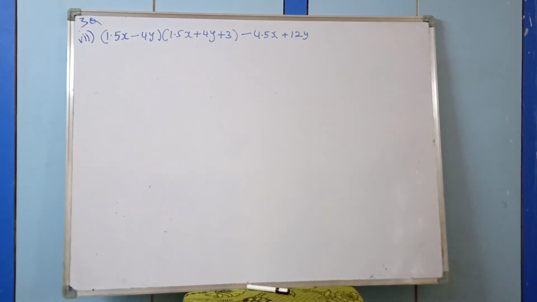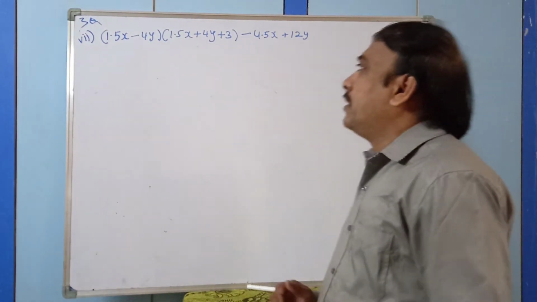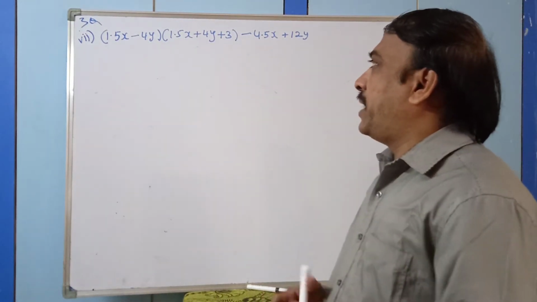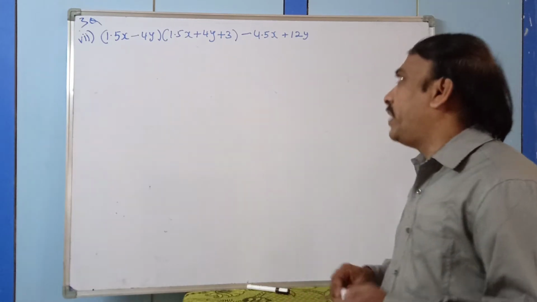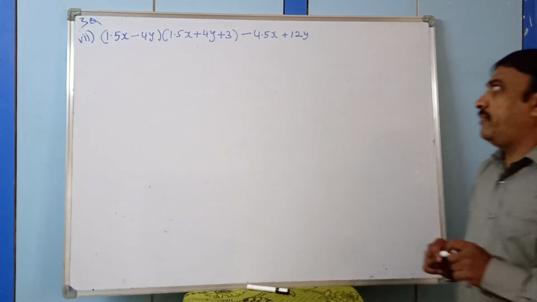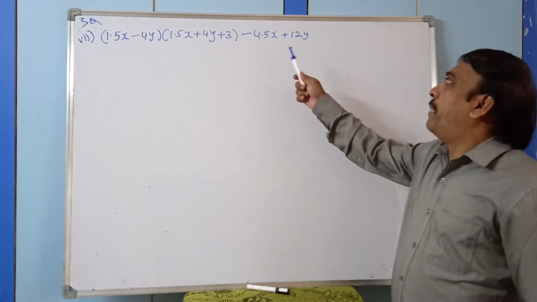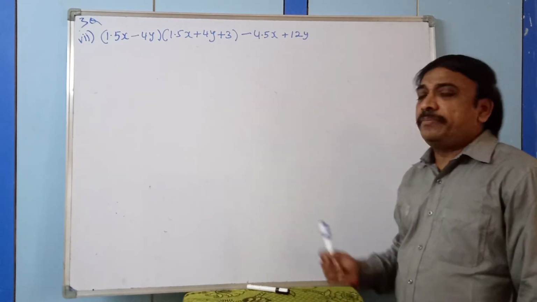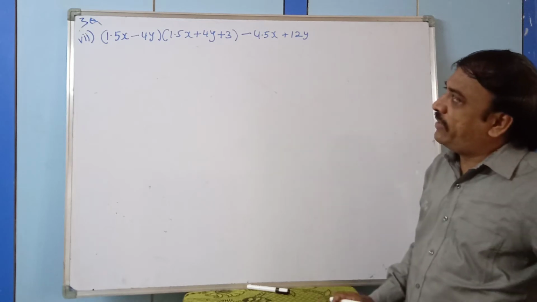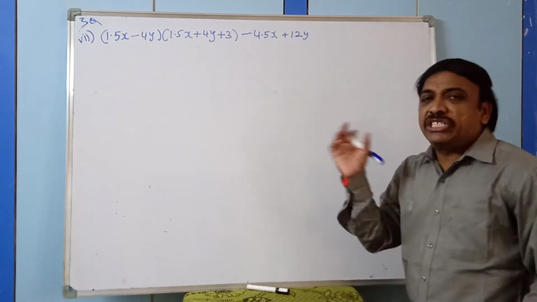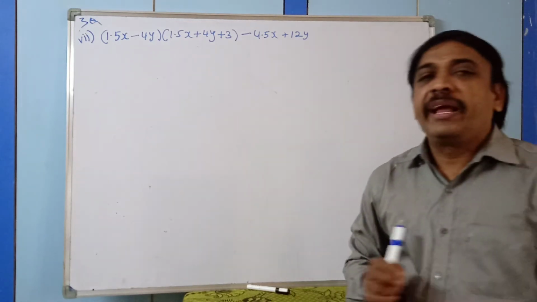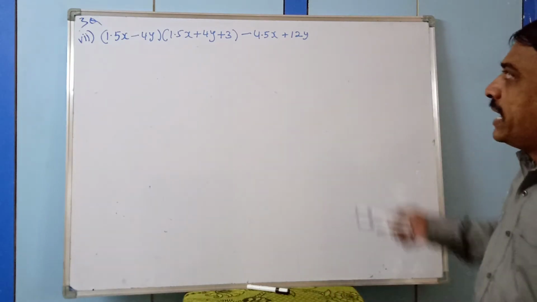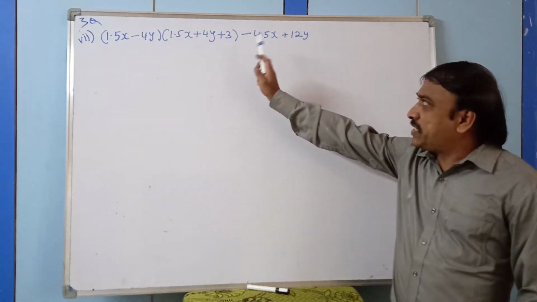We see one more question from the same exercise. 1.5, 7th bit. 1.5x minus 4y into 1.5x plus 4y plus 3, minus 4.5x plus 12y. You see the first expression, 1.5x minus 4y. Which type of polynomial is that? Yes, it's a binomial. Next one, 1.5x plus 4y plus 3.